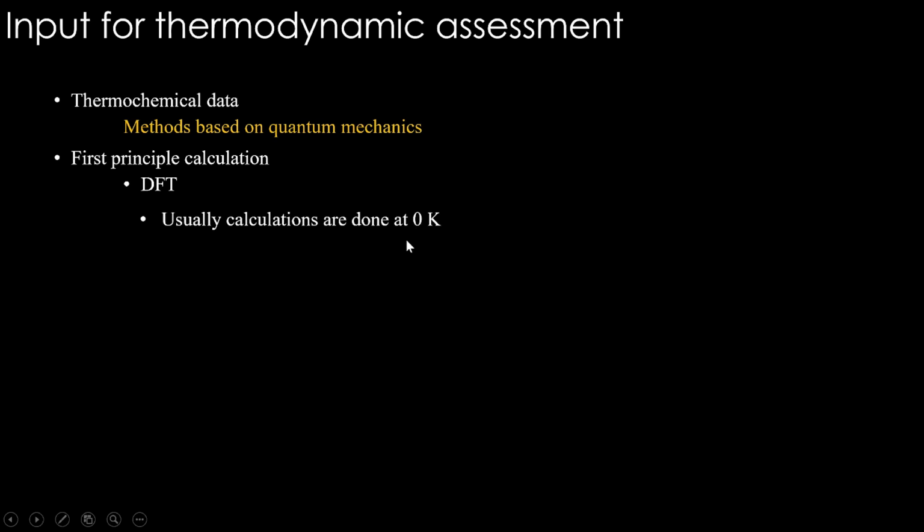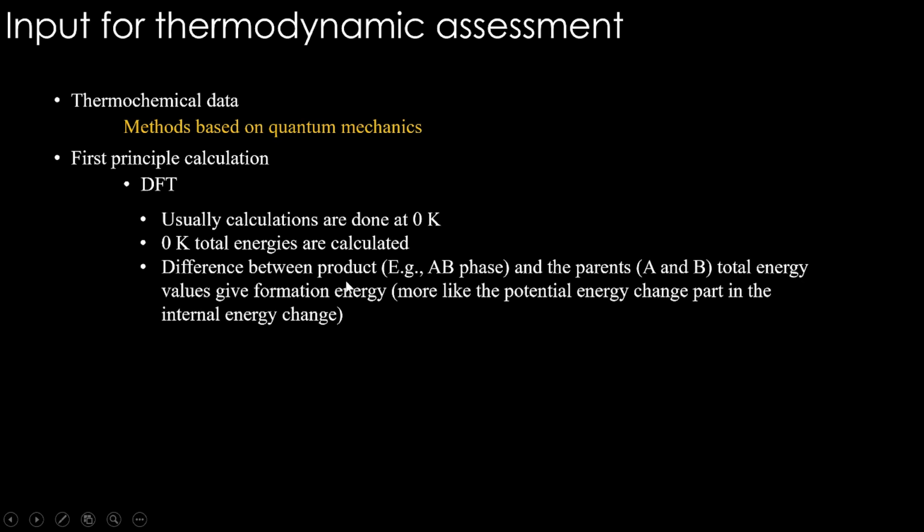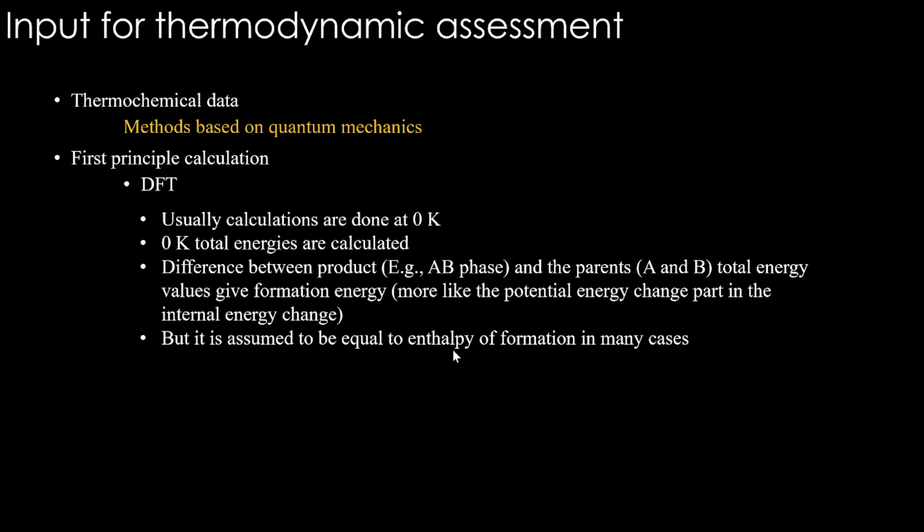Right. So usually calculations are done at 0 Kelvin, we said, and these are 0 Kelvin total energies. What do we do with these total energies? The difference between the product, let's say AB phase, and the parents, let's say A and B, total energy values gives the formation energy. It's more like the potential energy change part in the internal energy change. And this can be assumed to be equal to the enthalpy of formation. It's more like what quasi-chemical theory does. It takes only potential energy change as the enthalpy change. So that kind of assumption can be used here as well.